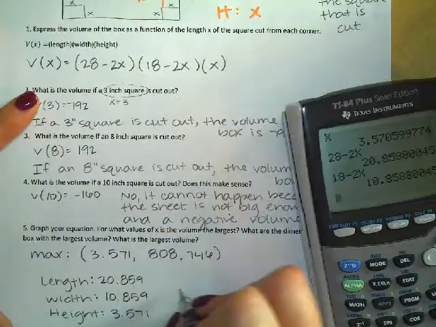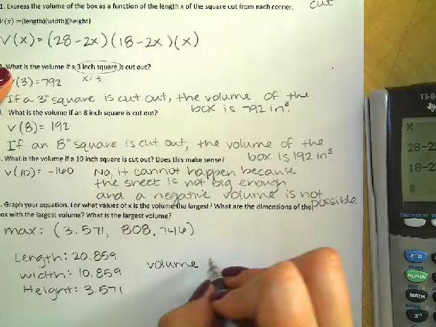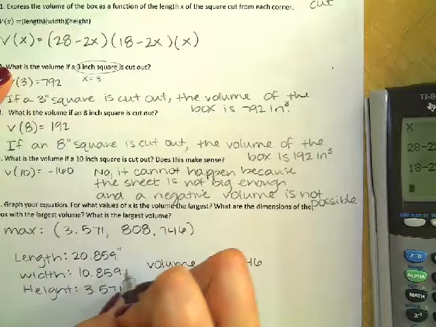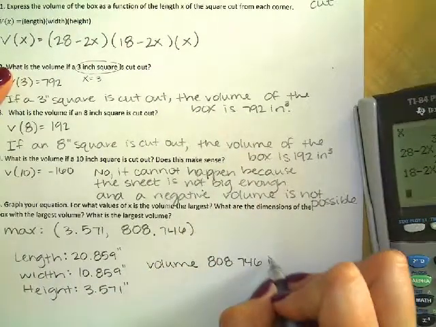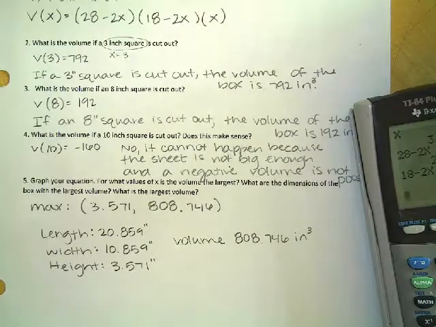And then the overall volume of the box is 808.746, and we should have inches, inches, inches, and then inches cubed. Technically, we should have written a sentence, but we're close to the end of the period.